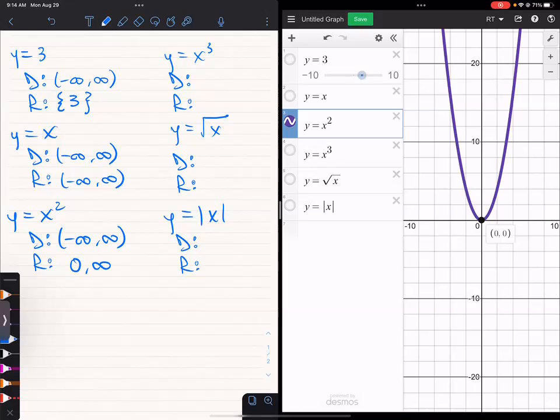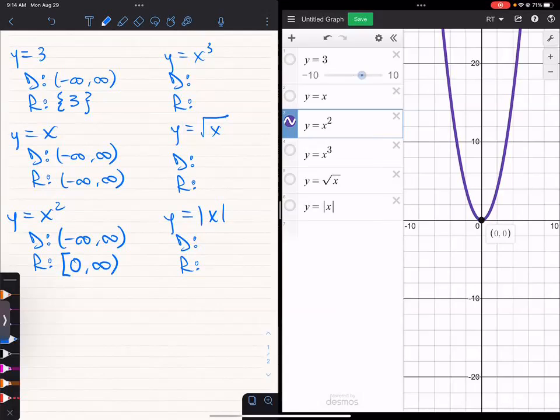0 to positive infinity. 0 should be a square bracket because it's included, because it actually gets there, right? 0 squared is 0, so that point is actually on the curve.